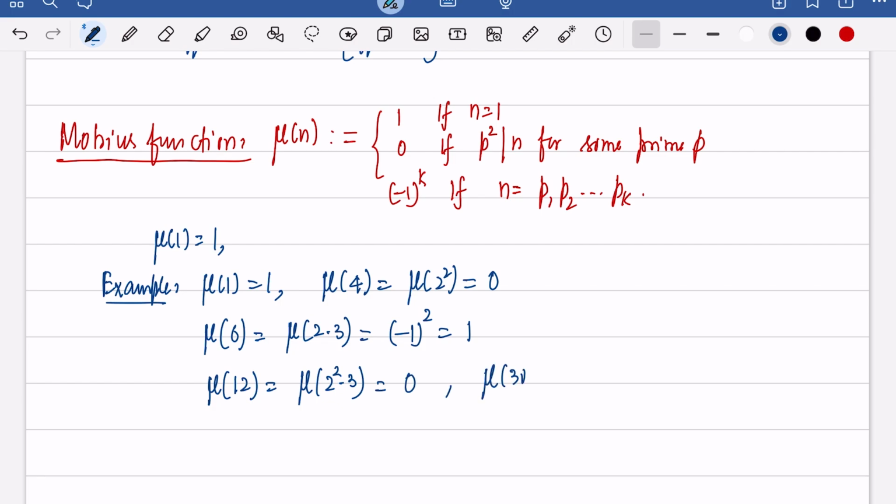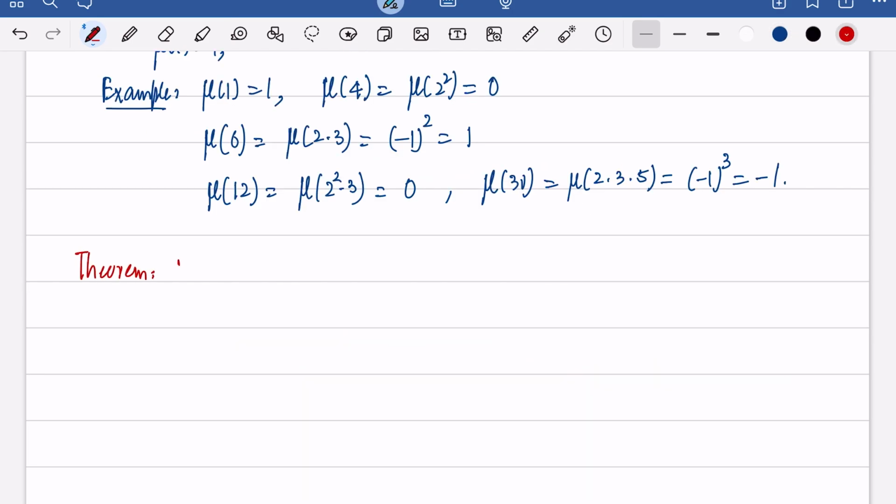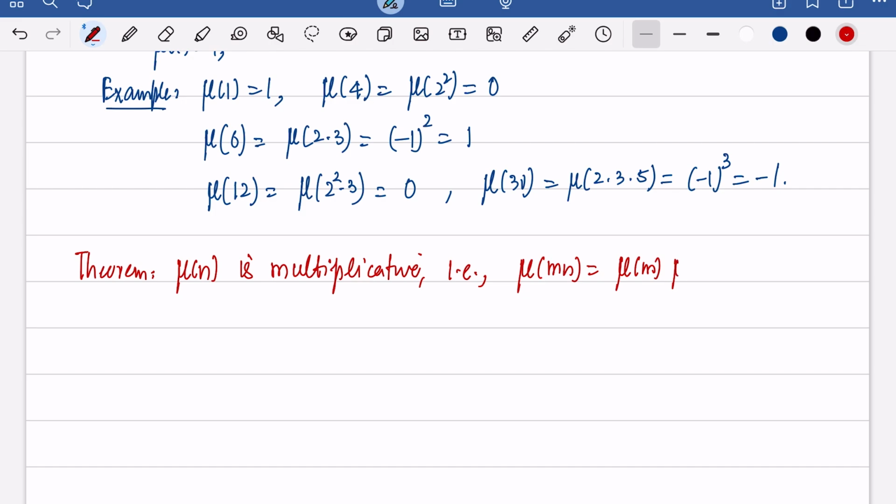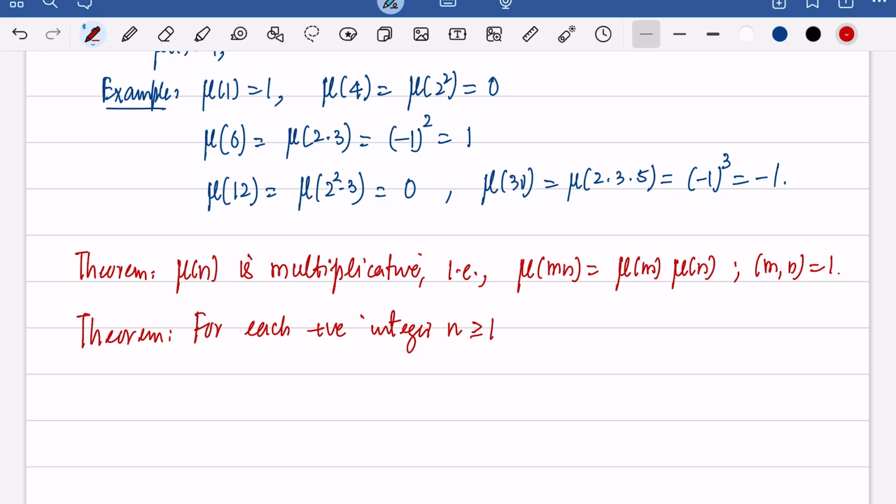And similarly, suppose mu of 30, that is mu of 2 into 3 into 5. Now it is a product of three distinct primes, so it is minus 1 power 3, that is equal to minus 1. And it has the property that mu n is multiplicative, that is mu of mn is equal to mu m into mu n whenever these two integers are relatively prime. Now another theorem related to this Mobius function is, for each positive integer n greater than or equal to 1, the summation over d dividing n of mu of d is equal to 1 if n is equal to 1, and equal to 0 if n is greater than 1.